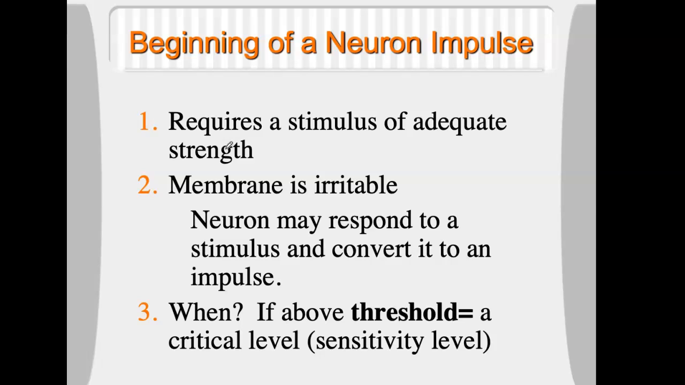So what does it need? How does that start? Well, it would require a stimulus. And that stimulus needs to be not a little weak, wimpy stimulus. It needs to be a stimulus that's sufficient to actually reach something that we call threshold. So if someone takes a magazine and swats you on the arm, you're going to feel it. If a mosquito lands on your arm, you might not. So that might be a stimulus of inadequate strength. It might not be strong enough for you to detect it.